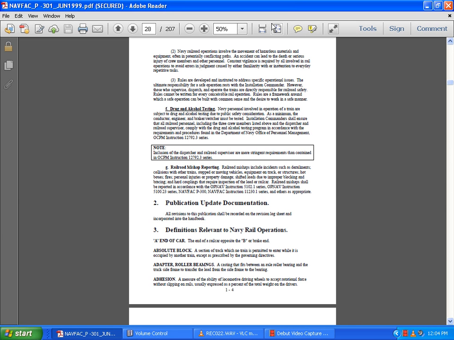An adapter, rolling bearing: a cast fitting that sits between the axle rolling bearings and the truck side frame. The truck side frame transfers the load to the side frame of the bearing.